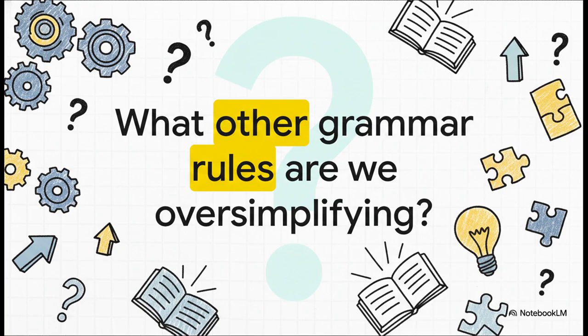This whole thing points to a much bigger idea. It really leaves us with one last question to chew on. If a concept as basic as the subject has all this amazing depth hiding just under the surface, what other grammar rules have we been oversimplifying all this time? What else is out there, just waiting for us to take a closer look?